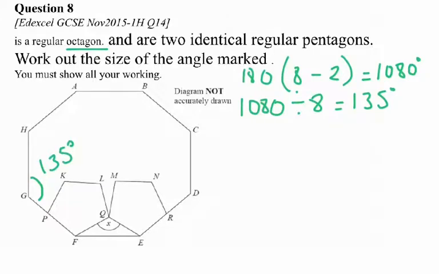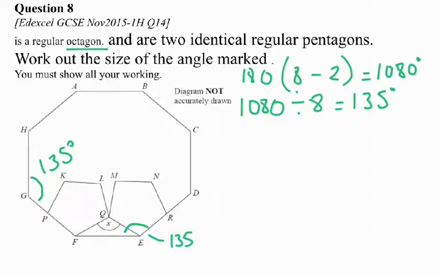So 135 degrees. So that also means that that angle there that I've just labelled in green is 135, and that angle there is 135. Okay, so I'll just label one of them. We'll just get rid of that marking for now.